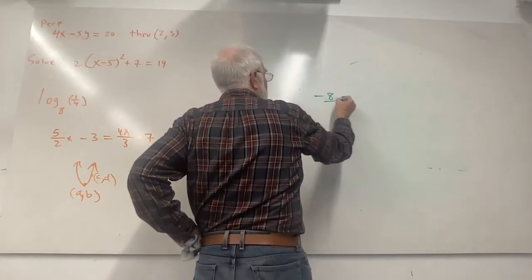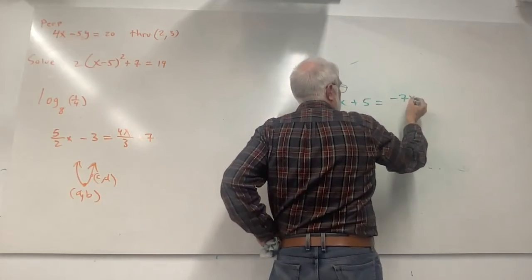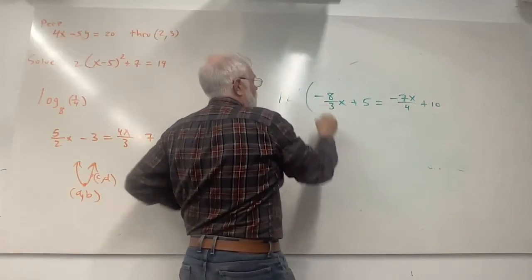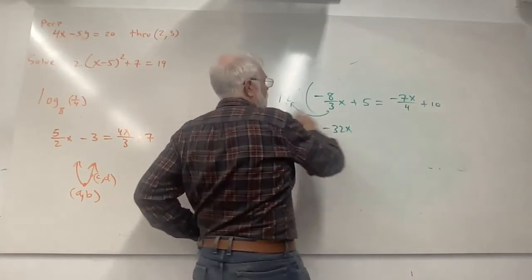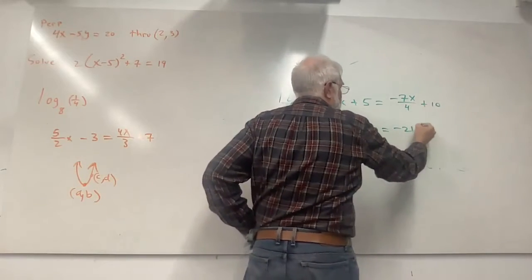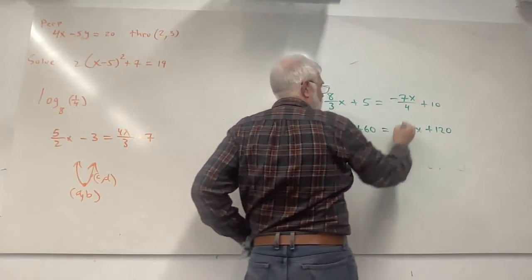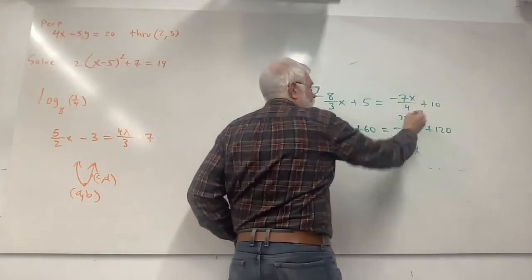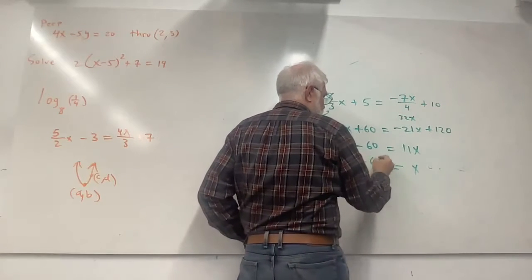So let's look at minus 8/3 x plus 5 equals minus 7x over 4 plus 10. All right, so I'm going to multiply by 12. So negative 32x is what I'm going to get when I divide that first and then multiply. 12 times 5 is 60. 4 goes into 12 3 times, so minus 21x. And 12 times 10 is 120. All right, I'm going to bring the 32 that way. So if I add 32, they are 11 apart. The positive wins. I'm going to subtract 120 from 60, so that's minus 60. So x is equal to minus 60 over 11.